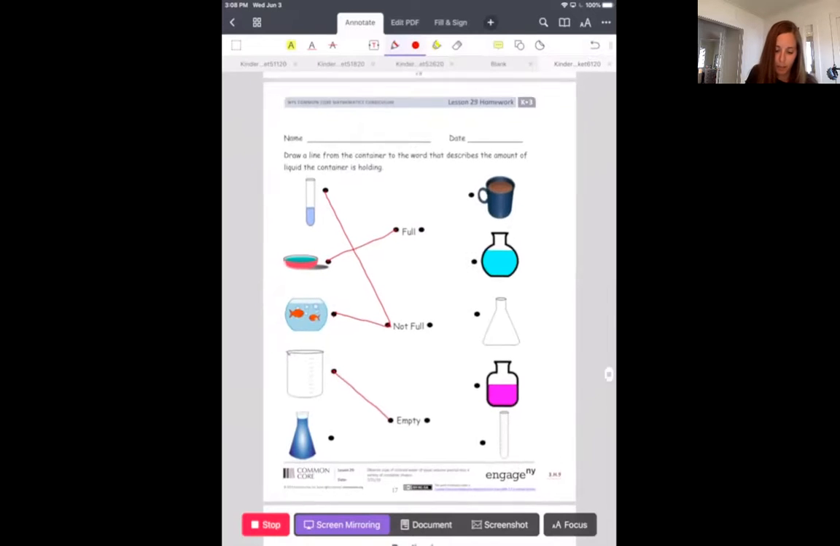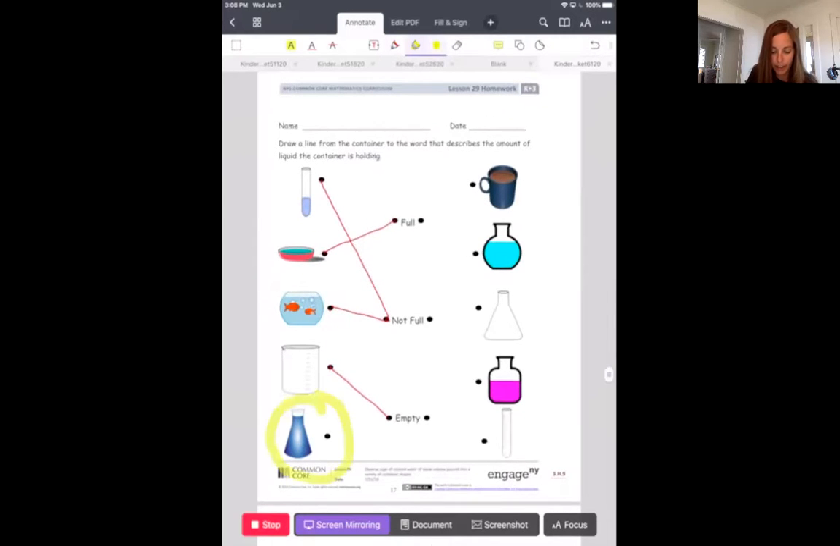And let's look at the bottom part right here. What do you think? Is it full, not full, or empty? This one's a little tricky because it's almost to the top. You could make the case that it's not full because it didn't touch the very top. But I'm going to go ahead and say that it's full because it's almost there. So we're going to draw our line from full because it's pretty close to the top.